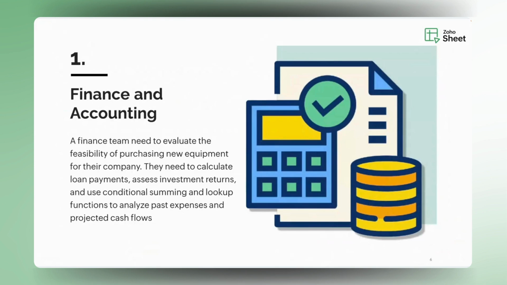Of course, Balaji. Let's break it down function by function. To start with, we have the PMT function, which is super helpful for calculating loan payments. Let's say the finance team needs to figure out the monthly payments for financing the equipment. PMT can give them the exact number based on the loan amount, interest, and payment period.